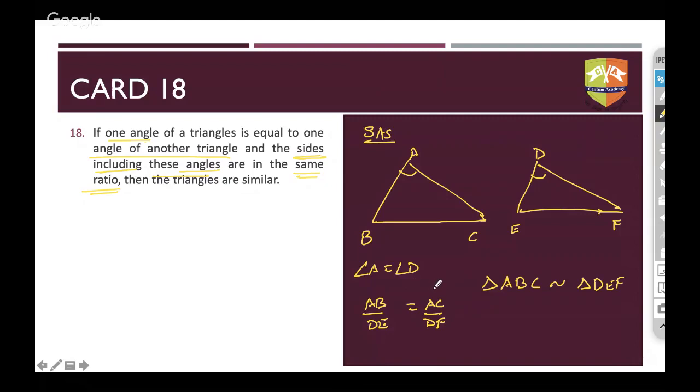Okay, so this is our another similarity criteria.